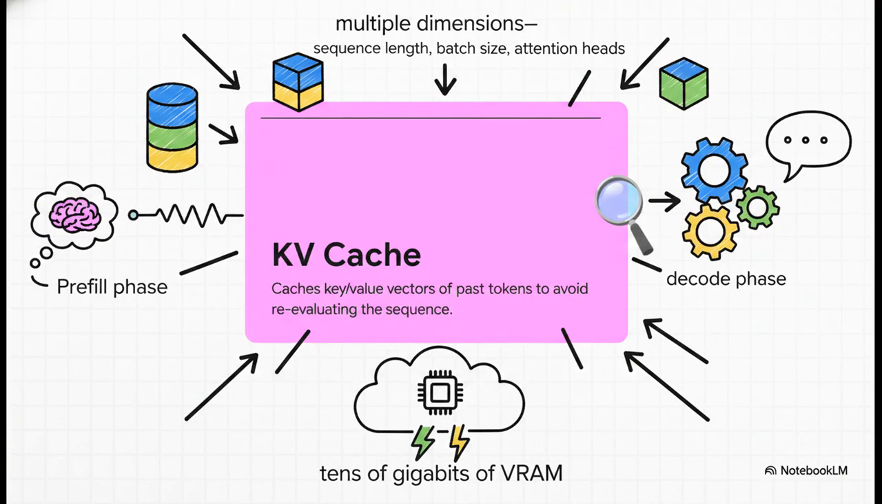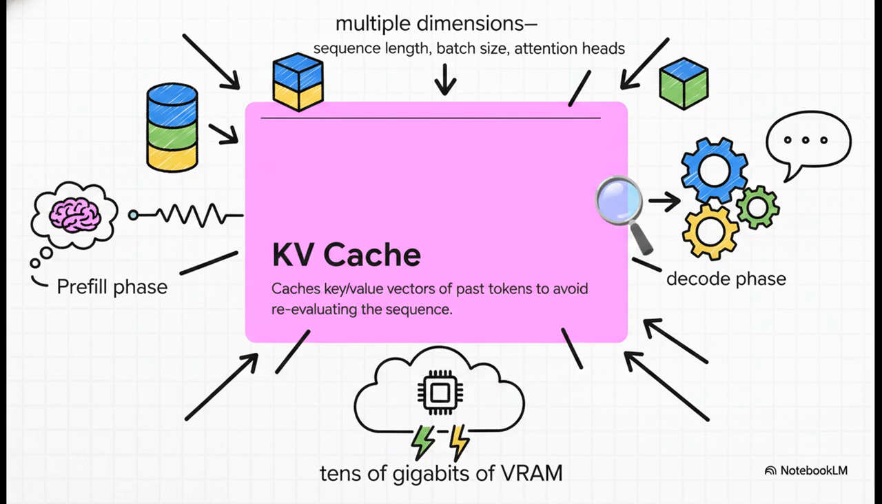To really grasp why this was a crisis, we have to look at the literal physics of how AI generates text. When a model generates an answer, it happens in two phases. First, there's the prefill phase where it reads your prompt. Then, the decode phase where it generates the response one single token at a time. Now, to avoid the mathematically impossible task of recalculating the entire sequence for every single new word, the model saves the key and value vectors of the past tokens. We call that the KV cache.